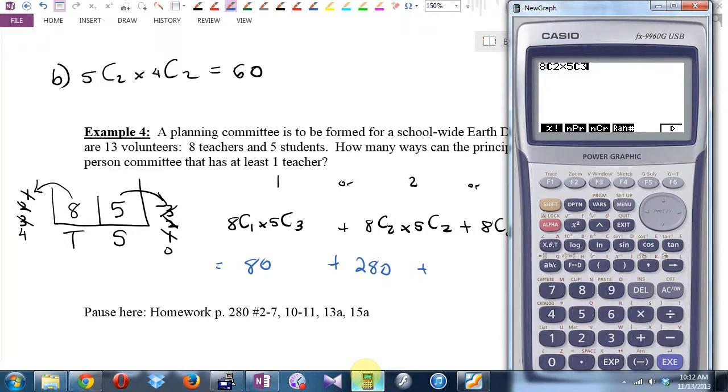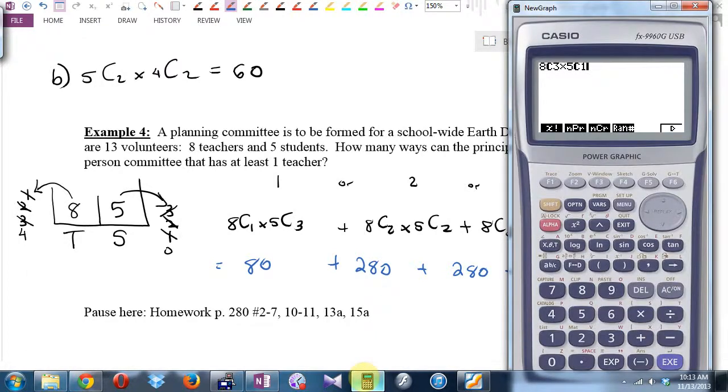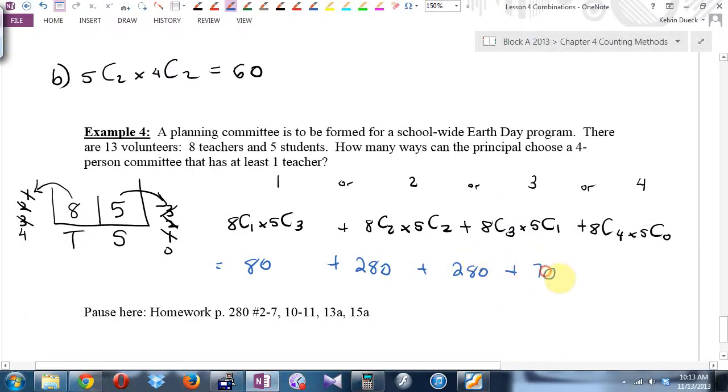3, no, 1, Mr. Dueck. 1. Let's try this again. Here we go. 1 and 3. Also 280? Okay. Is that right? And the last one is going to be 4 and 0. 0, 4, 70? What's the answer? 710?